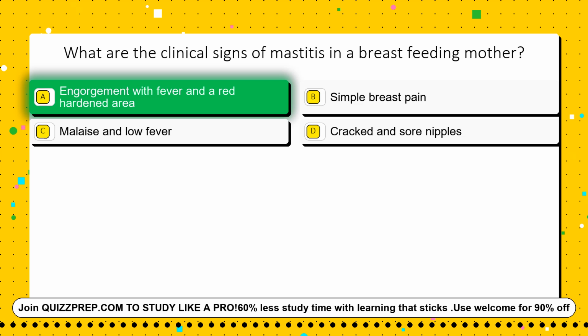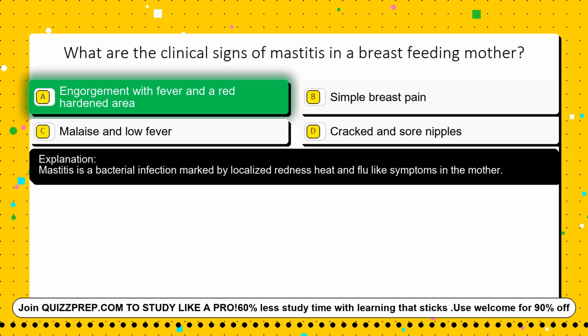The correct answer is option A. Engorgement with fever and a red hardened area. Mastitis is a bacterial infection marked by localized redness, heat, and flu-like symptoms in the mother.